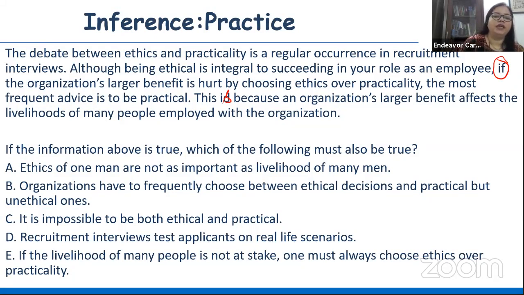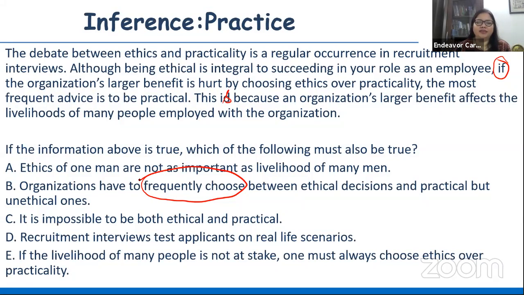Organizations have to frequently choose. मतलब ये ऐसा होता है. What is the data given? If the organization's larger benefit is hurt by choosing ethics over practicality, अगर इस तरह का hypothetical scenario आता है, then this is the advice that is given.